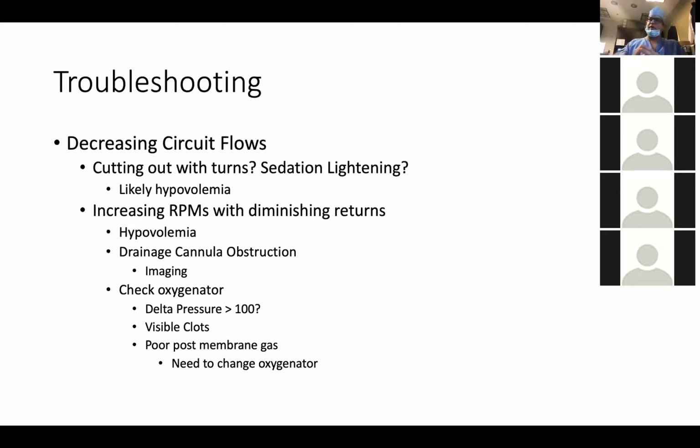Next problem on ECMO that comes up from time to time. So decreasing circuit flows. So this often happens with turns or lightening of sedation. This is often relative hypovolemia, but I want to caution you that just like in any other ICU patient, just because someone responds to fluids doesn't mean fluids are necessary. If as soon as you finish the turn, the person's flows immediately recover, giving unnecessary volume is bad.